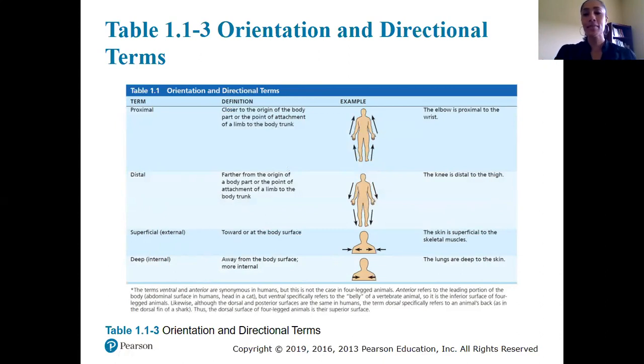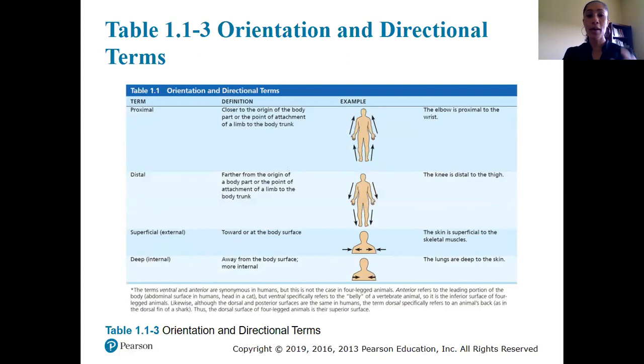So we have a statement: the elbow is blank to the wrist. So the elbow is here and my wrist is here. So the elbow is going to be proximal to the wrist. The elbow is closer to this attachment point of the trunk than the wrist is. Does that make sense? And I can definitely give you more examples. There's examples in your textbook, and if you wanted to talk one-on-one, we can definitely arrange that, so just let me know.